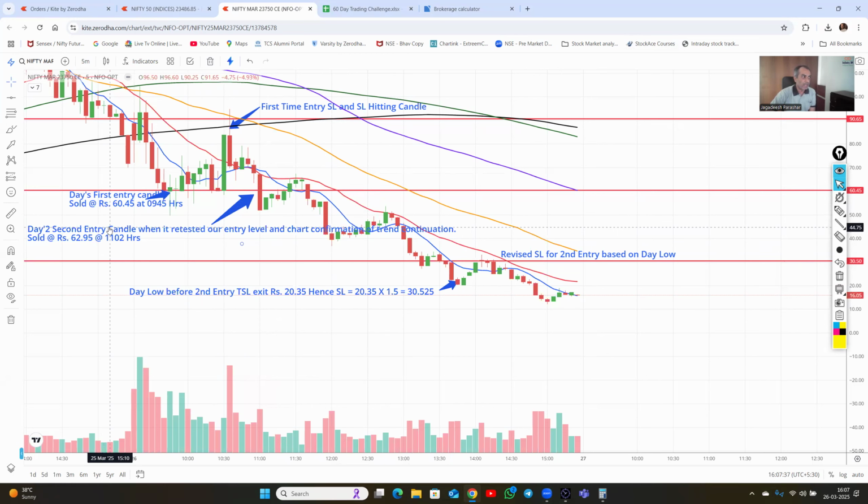The day's second entry candle was this one, the candle on which we made the second entry. After that it went up slightly, but it did not hit our stop loss. It started falling, and there was continuous decay, all the way down to 19 rupees or so. But we exited at around 30 rupees. Our entry price was 62.95 and our exit price for the final trade was 30.525.